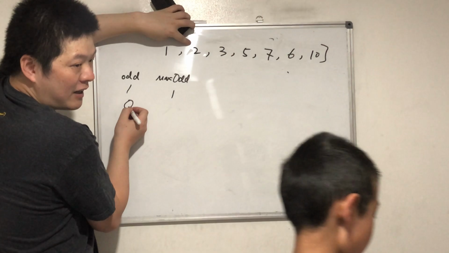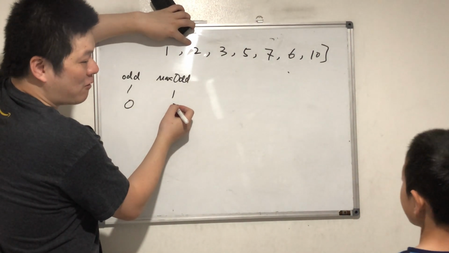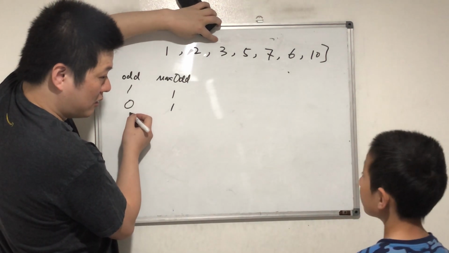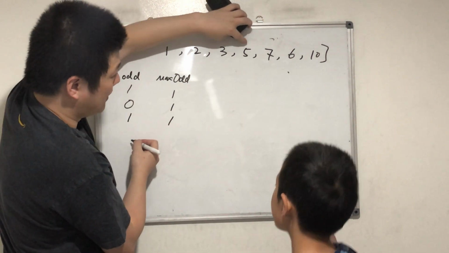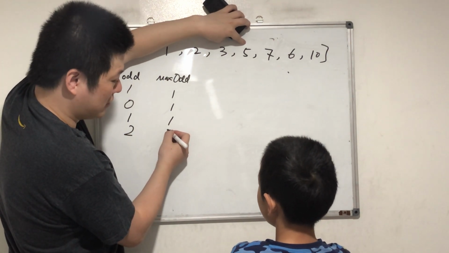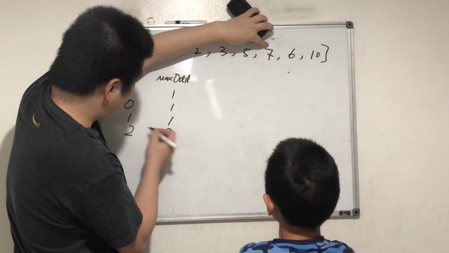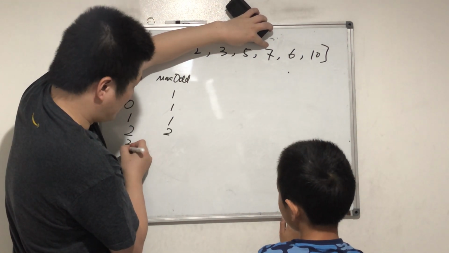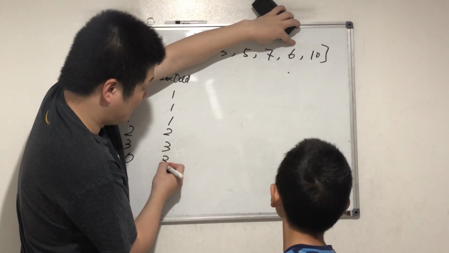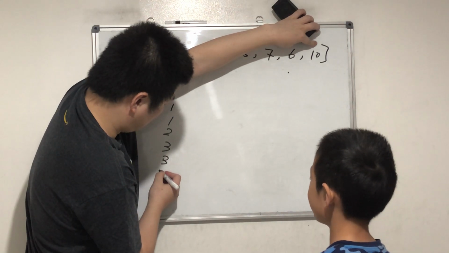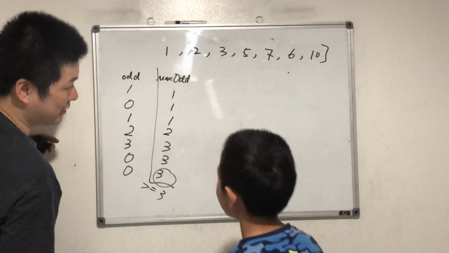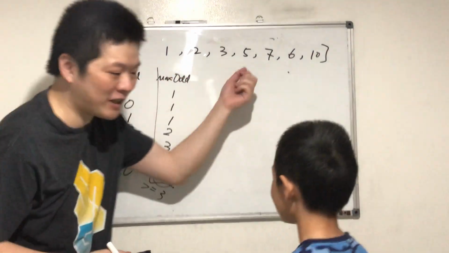And then here, 1. What should I put here, 1 or 0? 1. Here, odd number is 1 or 2? 2. And then max odd? 2. Here, odd number? 3. And here? 0, and max odd is 3. Okay, and then at the end we check this max odd. If it's bigger than or equal to 3, then it's true, right? Does it make sense? And each number we only check once, right?